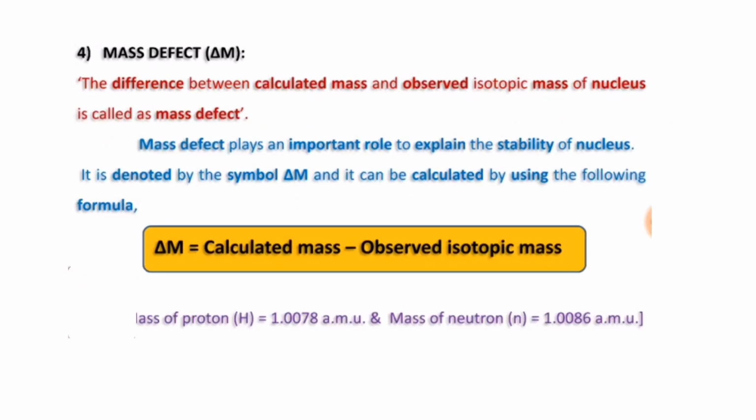Mass defect. The difference between the calculated mass and the observed isotopic mass of a nucleus is called mass defect. Mass defect plays an important role in explaining the stability of the nucleus. It is denoted by delta m. So mass defect delta m is equal to calculated mass minus observed isotopic mass. Here, the mass of a proton H is equal to 1.0078 atomic mass units and the mass of a neutron N is equal to 1.0086 atomic mass units.